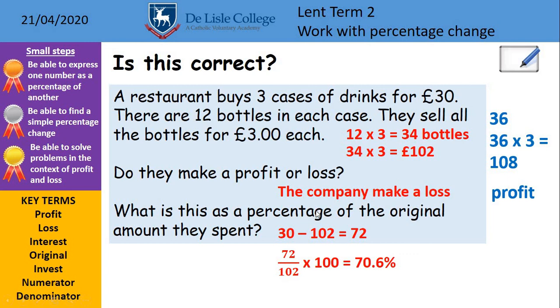What is this as a percentage of the original amount they spent? Hopefully you noticed I've done the subtraction wrong here, because I should have done the bigger number first, but also we should have used 108 subtract the 30 to give us 78, and then work this out as a fraction of the original amount. So we should have done 78 over 108, so really the percentage was 72.2% profit.